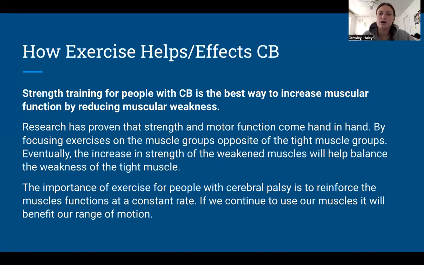How exercise helps and affects CP. Strength training for people with CP is the best way to increase muscular functioning by reducing muscular weaknesses. Research has proven that strength and motor function come hand in hand, by focusing exercises on the muscle groups opposite of the tight muscle groups. Eventually, the increase in strength of the weakened muscles will help balance the weakness of the tight muscles.